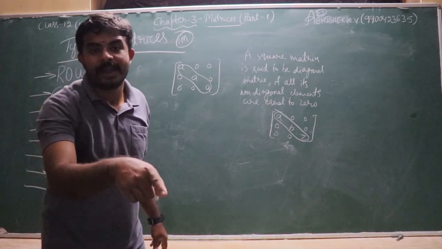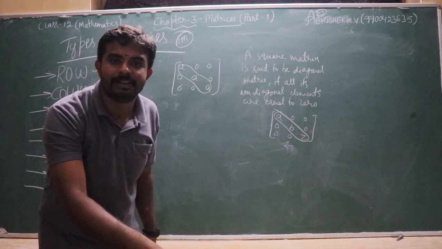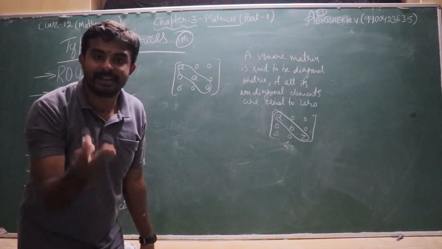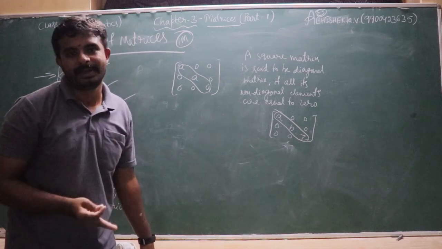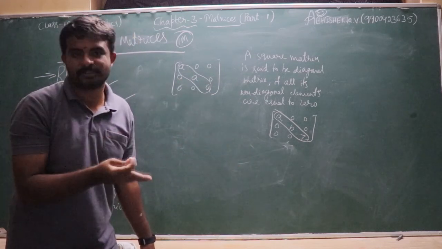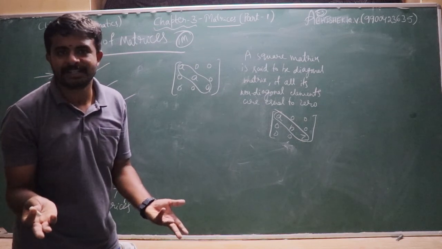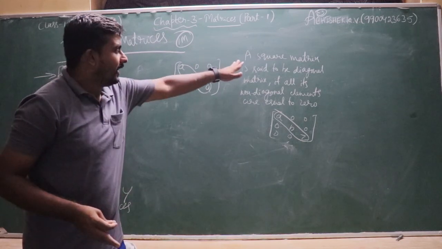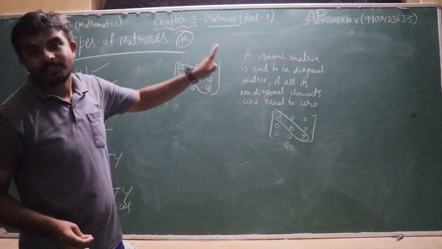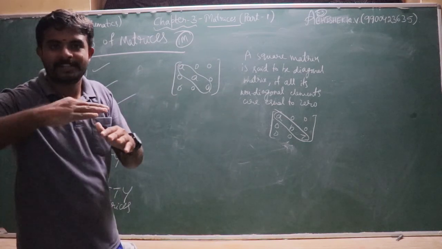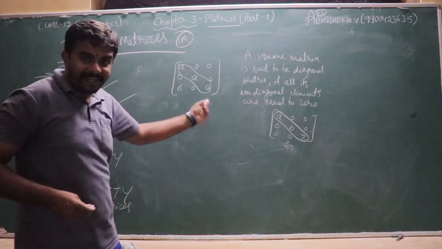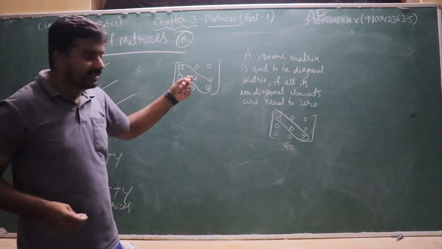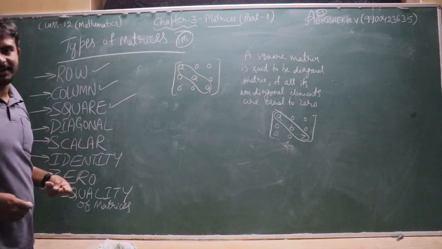To define a scalar matrix, what do we need? We need a square matrix. To define a scalar matrix, we need a diagonal matrix. A diagonal matrix is a square matrix whose non-diagonal elements are all equal to 0. Therefore, a diagonal matrix is said to be a scalar matrix if all the diagonal elements are equal. Then that is called the scalar matrix.